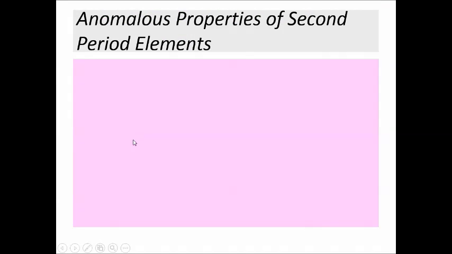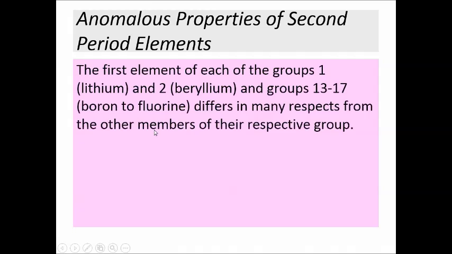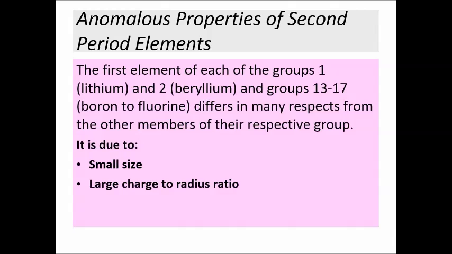The anomalous properties of the second period elements. The first element of each of the groups, that is lithium in the first group, beryllium in the second group, and in groups 13 to 17, boron, carbon, nitrogen, oxygen, fluorine, differs in many respects from the other elements of their respective group. It is due to the small size, large charge to radius ratio, and also the high electronegativity. So these are the three reasons for the anomalous properties of the second period elements.